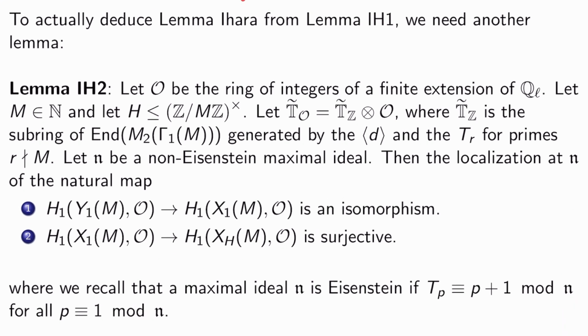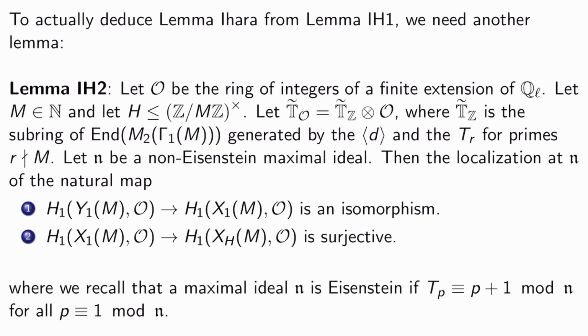It turns out you can deduce lemma Ihara, the thing we're trying to prove, from lemma IH1, the lemma we just covered, using another result that I will call lemma IH2, and it says the following. Let O be the ring of integers of a finite extension of Q sub L. Let M be a natural number, and let H be a subgroup of (Z/MZ) cross. Let T tilde sub O be T tilde sub Z tensored up to O, where T tilde sub Z is the subring of endomorphisms of M2(gamma 1(M)) generated by the diamond operators, and the Hecke operators T sub r for primes r that don't divide M. And then let frac n be a non-Eisenstein maximal ideal. That's a definition from earlier this chapter.